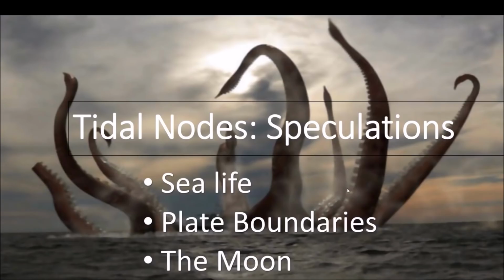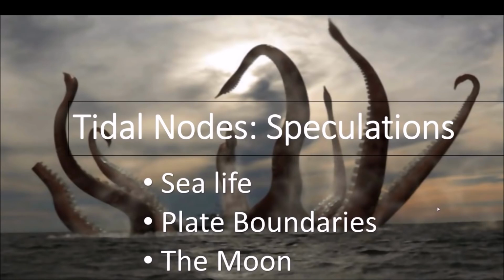I have a few speculations about what tidal nodes are. They could be sea life living deep under the water that's affecting the movement of the water somehow. I've put in the background my favorite sea life, which is the kraken. It's also a fantasy sea life because it's so giant. Nothing that giant exists that we know of.